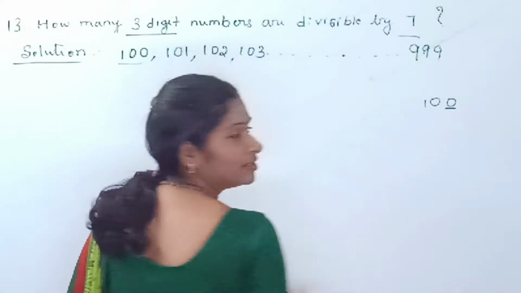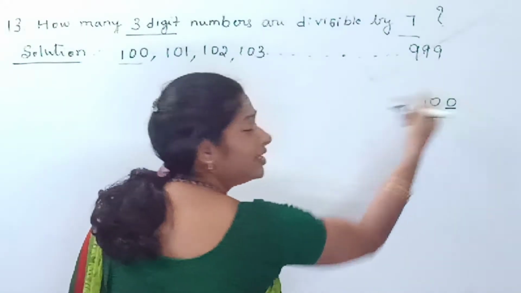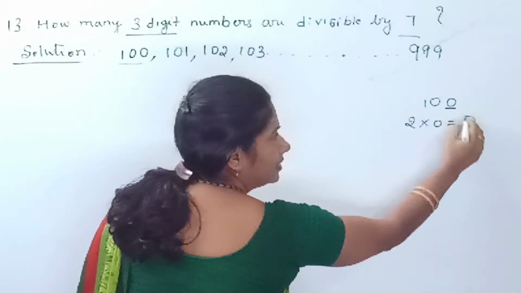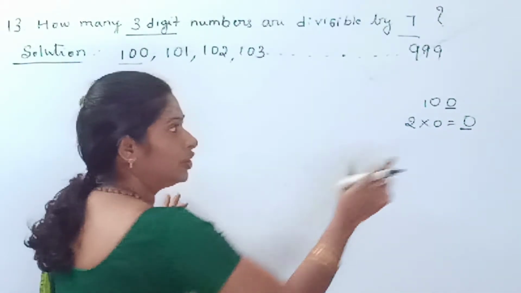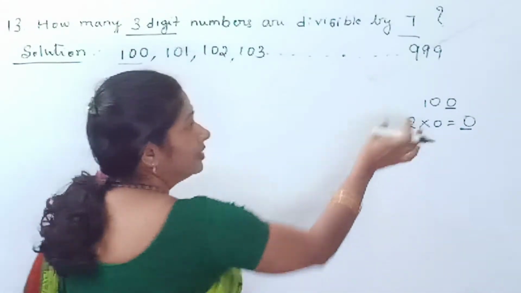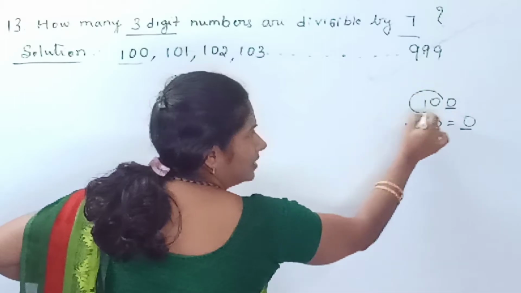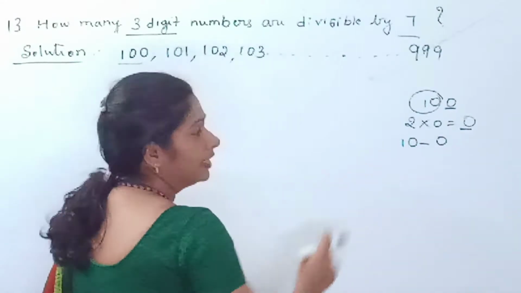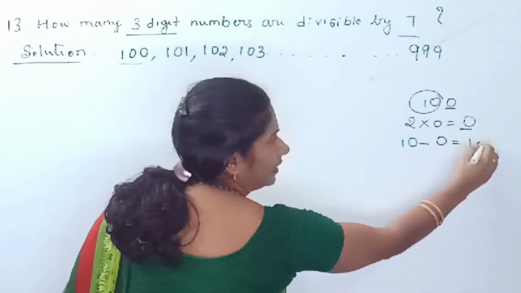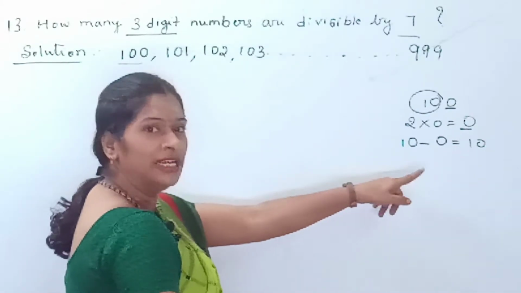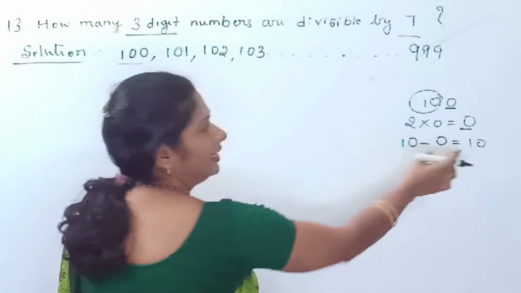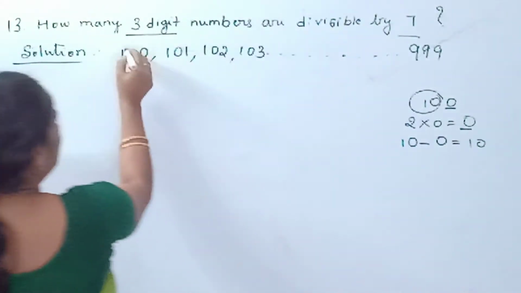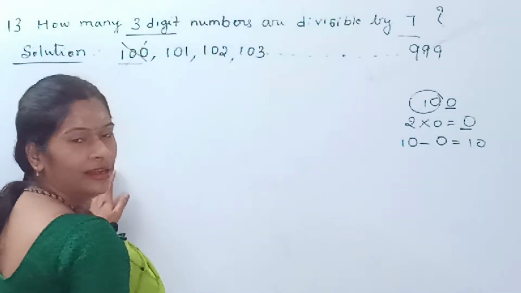What is the unit digit? It is 0. So twice the unit digit is 2 into 0, which is 0. The difference between twice the unit digit and the remaining part of the number. So what is the remaining part? It is 10. So what you have to do? 10 minus 0, it is 10. Now we have to check whether 10 is a multiple of 7. No. We are not getting a multiple of 7, and we are not getting 0 also. So what is your conclusion? This 100 is not divisible by 7.